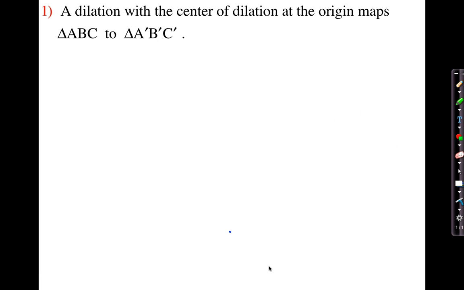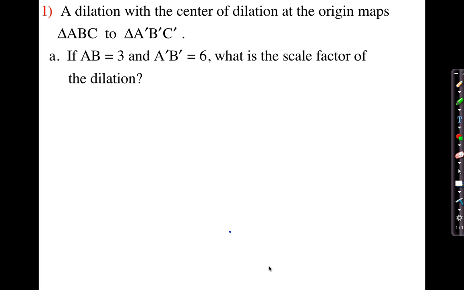So number 1, it says a dilation with the center of dilation at the origin maps triangle ABC to triangle A prime, B prime, C prime. So this is what we have. If AB equals 3 and A prime B prime equals 6, what is the scale factor of the dilation? Well, let's see. It went from AB of 3 to A prime B prime of 6. So obviously the side length increased, so I expect my scale factor to be greater than 1.